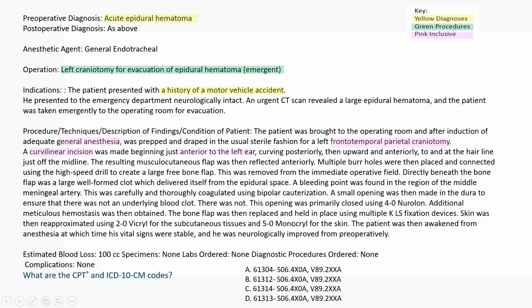A curvilinear incision was made anterior to the left ear. A musculocutaneous flap was reflected anteriorly. Multiple burr holes were made to create a large bone flap, and directly beneath the bone flap, the clot delivered itself from the epidural space. So the blood clot is in the epidural space, coagulated using bipolar cauterization. An opening was then made in the dura to ensure that there was no underlying blood clot, and this opening was closed with a 4-0 Neurolon. The bone flap was then replaced and held in place. So the correct answer to this question is going to be option B.